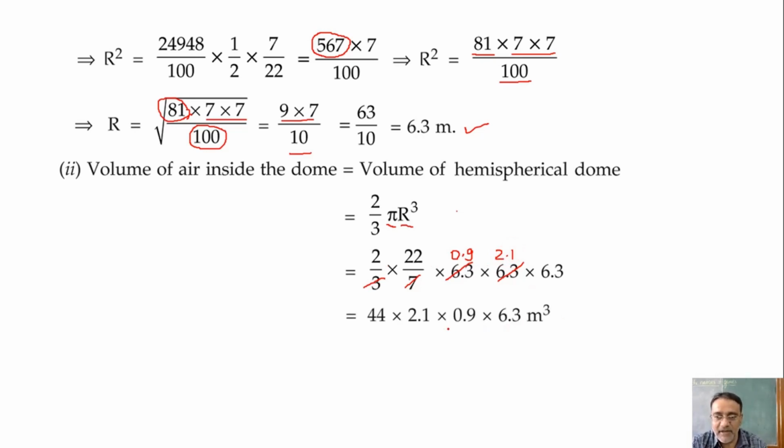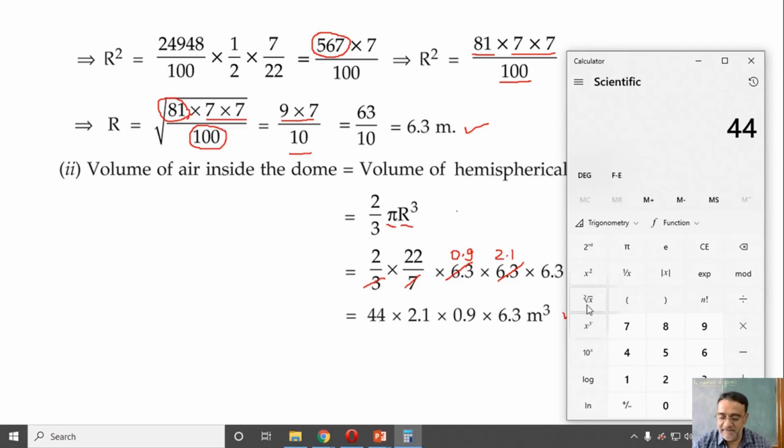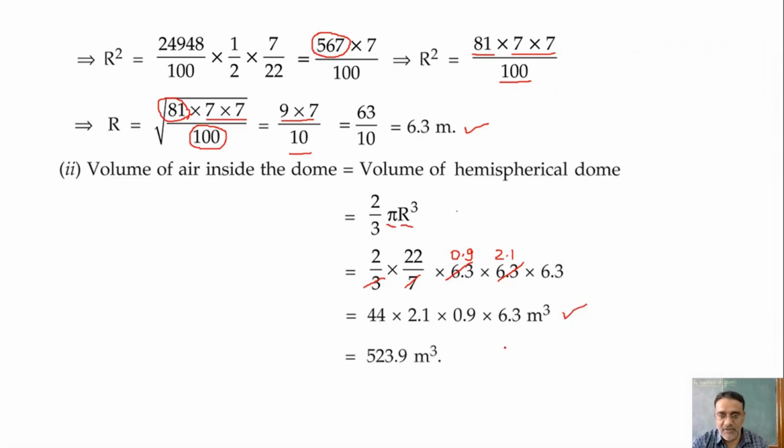0.9 into 2.1 into 6.3. If you multiply all this, you will get 523.9, approximately, one decimal place, meter cube. Any doubt here? No, sir.